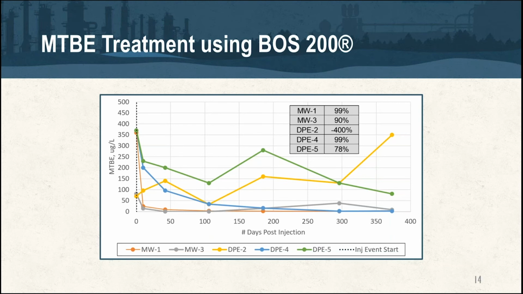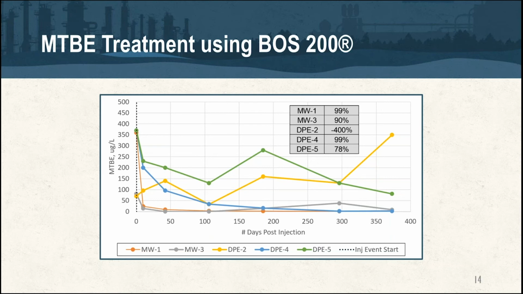On this site, you can just discount DPE2 for a second. So MW1, 3, DPE4, and 5, the concentrations decreased. These were also areas on site where we did not have significant TPH mass to compete with the MTBE. The one exception was the DPE2 area where there was significant mass. The feeling was that's what was out-competing for space on the activated carbon, and probably from a bacterial degradation standpoint as well.